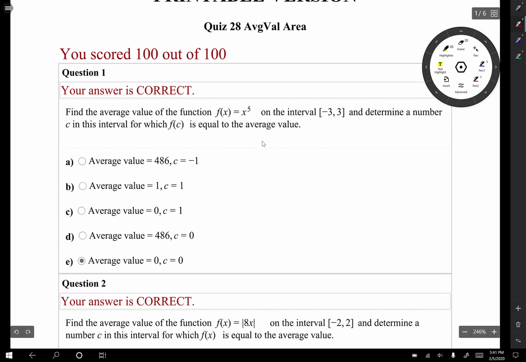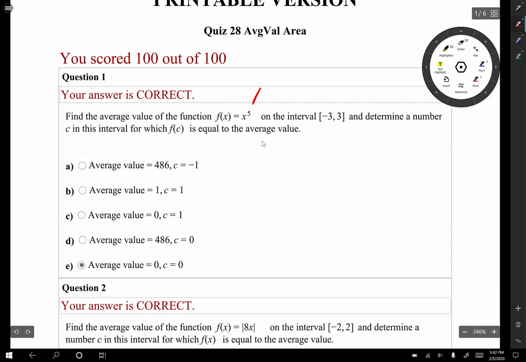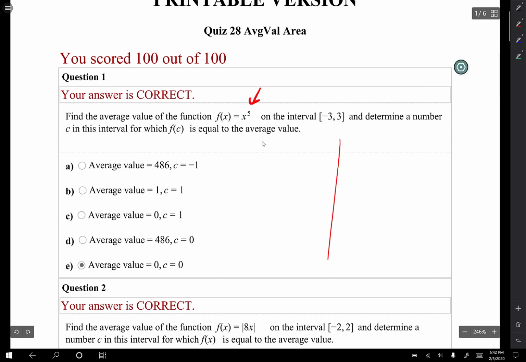Find the average value of the function x to the fifth on the interval -3 to 3 and determine the number c on this interval for which f of c is equal to the average value. All right, this is an odd function, guys. So, because it's an odd function, it looks like this.